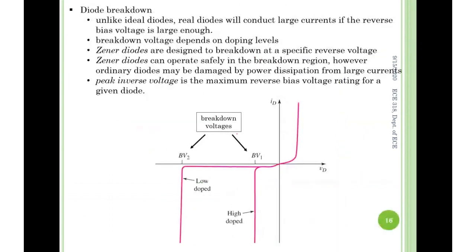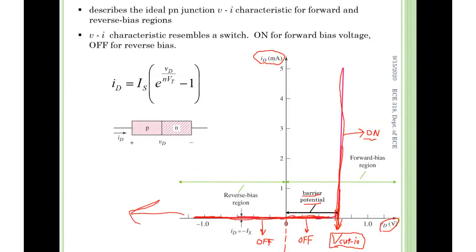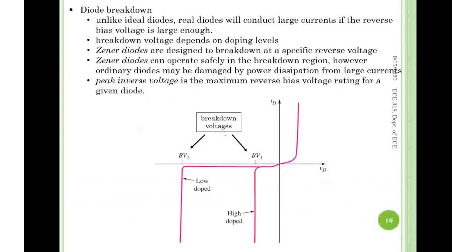And extending the reverse bias region to the left, you actually have what? Such called breakdown phenomenon happen. Breakdown. What does it mean by breakdown? Generally speaking, you apply reverse bias voltage. The diode is off. The current is very small, or say basically zero. However, if you apply extremely high reverse bias voltage, it what? Break down the diode.